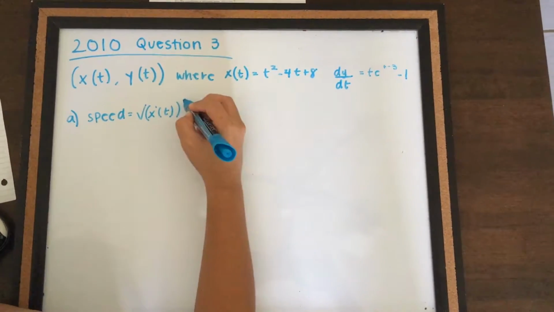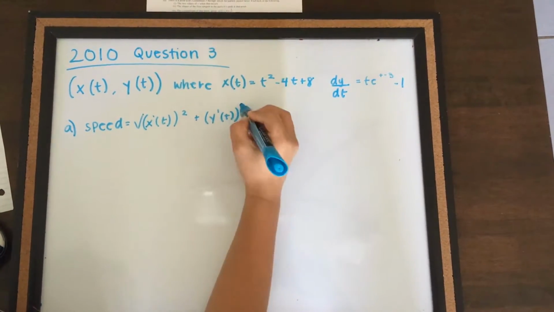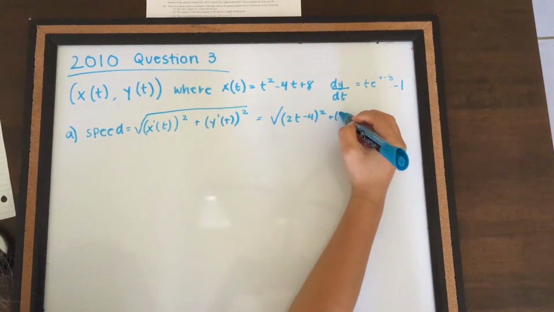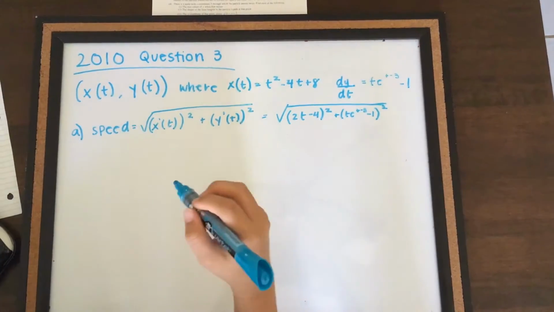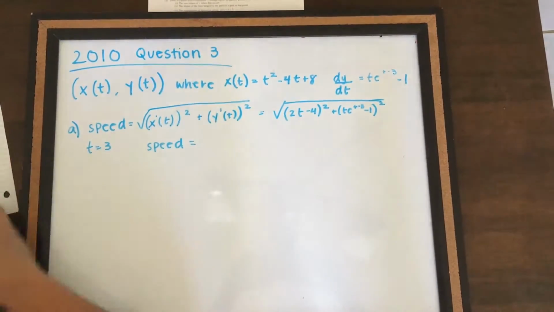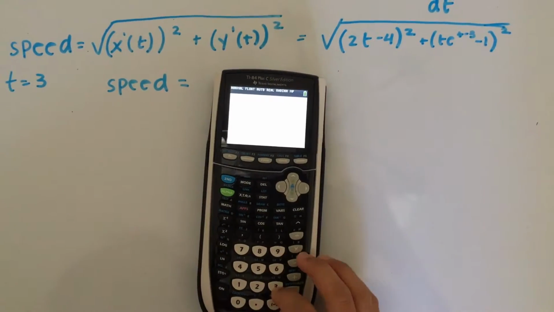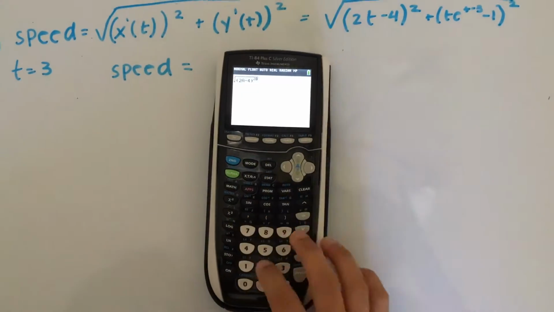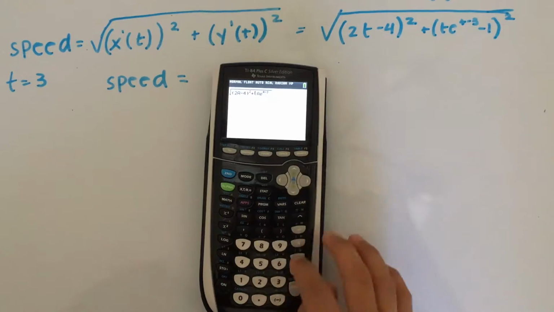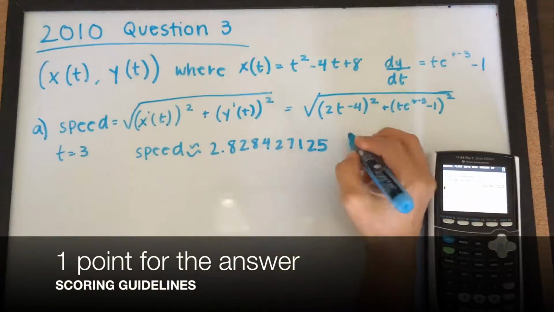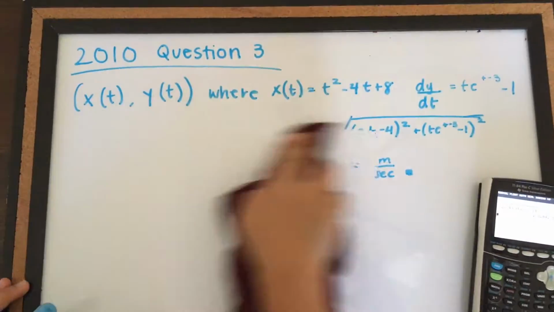The general equation for parametrics for speed is the square root of x prime of t squared plus y prime of t squared, which Michaela has shown. She quickly plugs in the derivatives and uses her calculator to find the speed of the particle at time t equals 3 seconds. Please don't forget your units, everybody.